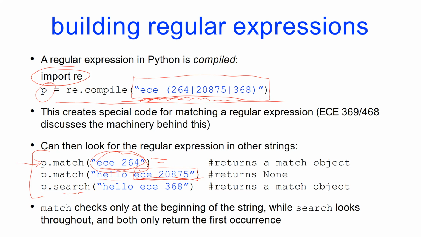All right. Is that clear? So when you do search, you will return a match string because this is the pattern you specified here. I think the idea is that match will check only at the beginning of the string, while search will look through, but only return the first occurrence. All right.